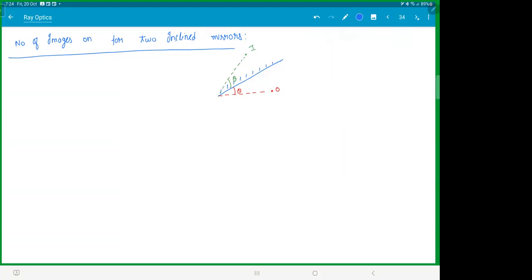So whenever you keep a mirror, the image will be at an angle theta from the mirror. Image will be at an angle theta on the other side of the mirror. So these are some of the observations.